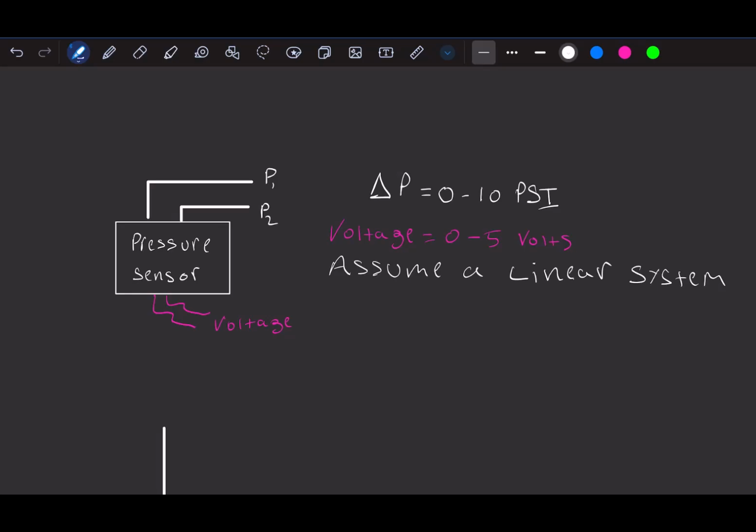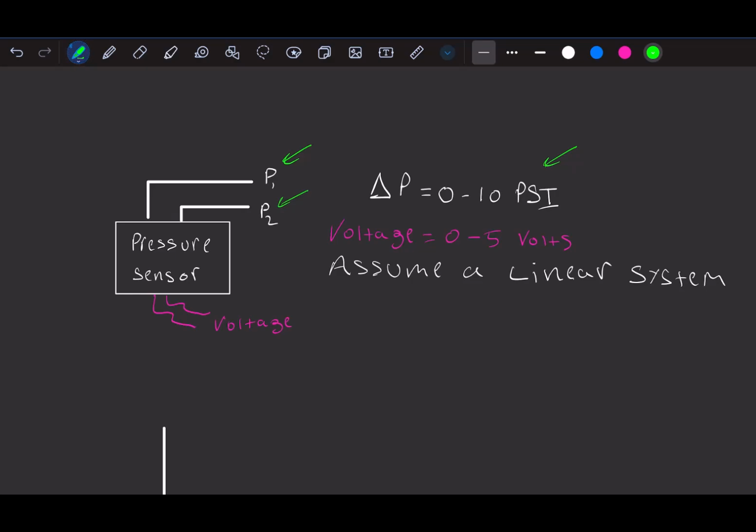Hi, and welcome to a quick little tutorial on how to draw an ideal plot for a sensor. We're going to assume that we have a little pressure sensor, and this is what we call a differential pressure sensor. It takes two pressure inputs, and it gives us the difference in pressure between them.